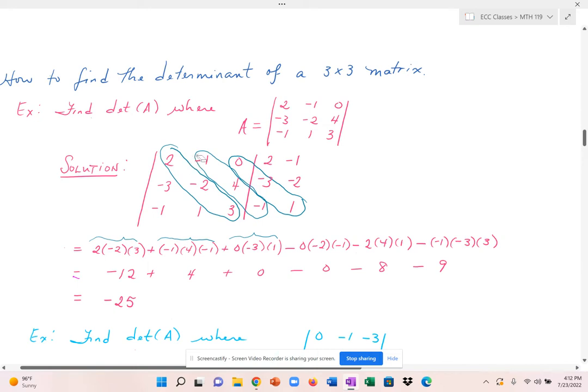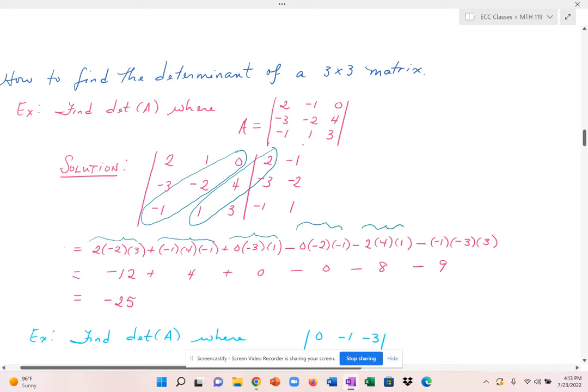So those products would all get added together. But in order to get the value of the determinant, you also have to go on a diagonal in the other direction. And so when you go in the other direction, you're going to subtract. So this is minus 0 times negative 2 times negative 1, minus 2 times 4 times 1, and minus negative 1, negative 3, and 3.